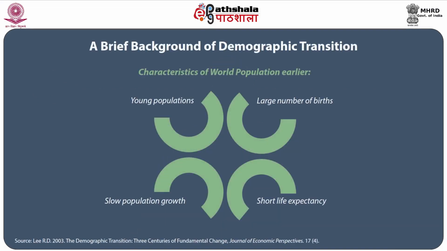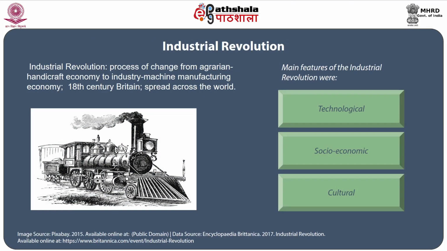Let's discuss the brief background of demographic transition. The characteristics of world population earlier were a large number of births, short life expectancy, slow population growth, and young populations. These are some of the major characteristics. Then subsequently, when the Industrial Revolution started, the Industrial Revolution was the process of change from an agrarian handicraft economy to an industry and machine manufacturing economy. It began in the 18th century in Britain and spread across the world.